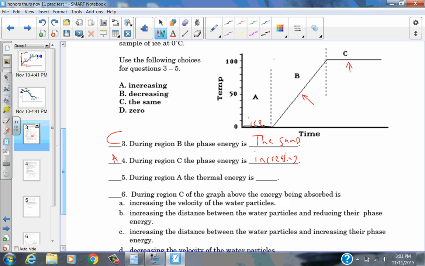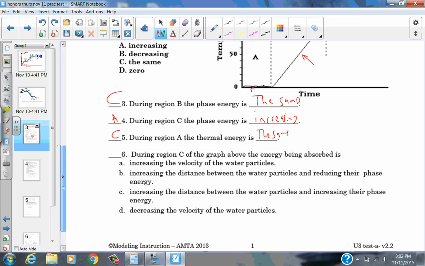Letter A. During region A, the thermal energy is, this is a tough call. The way they drew this thing, they actually show little tiny, I didn't design this test. We generally show straight little plateaus and we assume there is no temperature change. I think what they were going for is the same. The thermal energy is C, the same. But the way that's showing, you could say a little tiny bit it's increasing and decreasing, but it doesn't give that choice. The same is going to be my best answer.